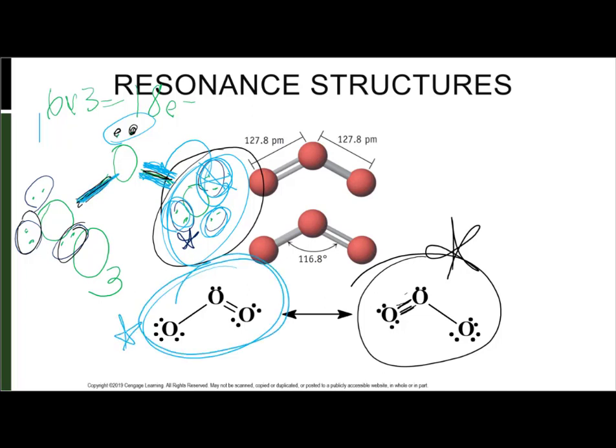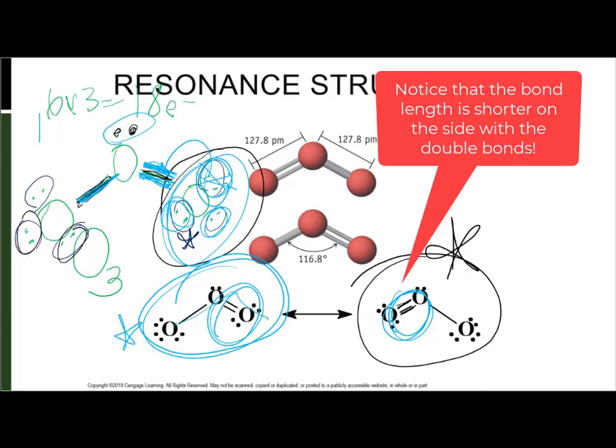And that would give me this structure. So resonance structures is just when I have a different place where I can put that double bond. I can put the double bond between these oxygens, or I can put the double bond between these oxygens. It's still O3. We still have the same number of electrons, 18 electrons accounted for. We're just changing the placement of where that double bond is.